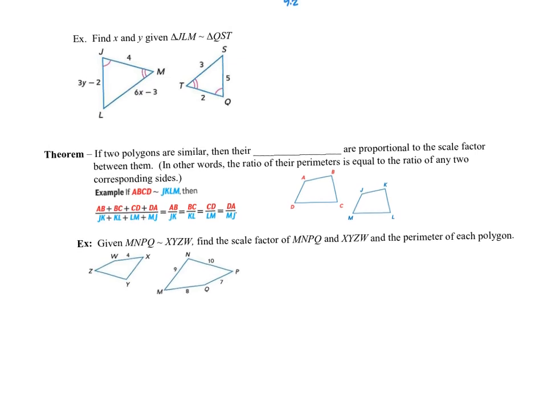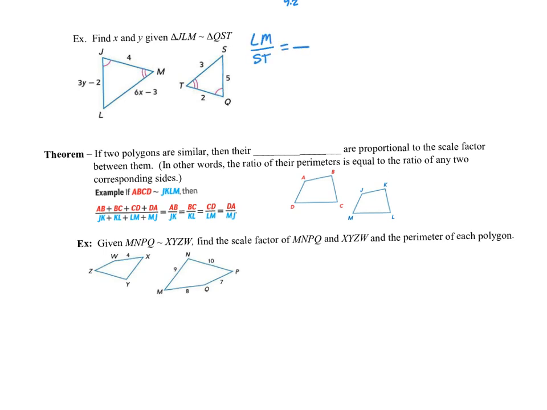In this example, it says find x and y given that triangle JLM is similar to triangle QST. The similarity statement is going to help us a lot. So we need to find x and we need to find y. So let's start with finding x. I'm going to write a proportion. So I'm going to compare LM to, what would LM correspond to? Well, it would correspond to ST. So let's write that ratio: we're going to take LM and compare it to ST.